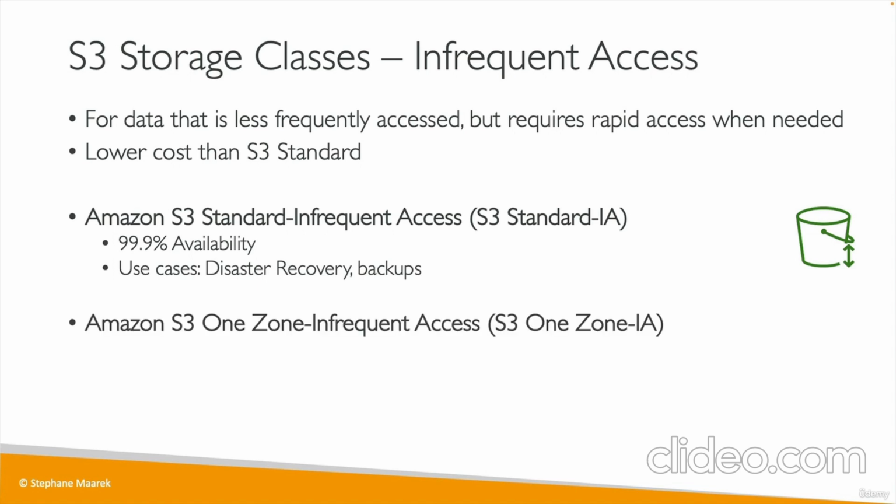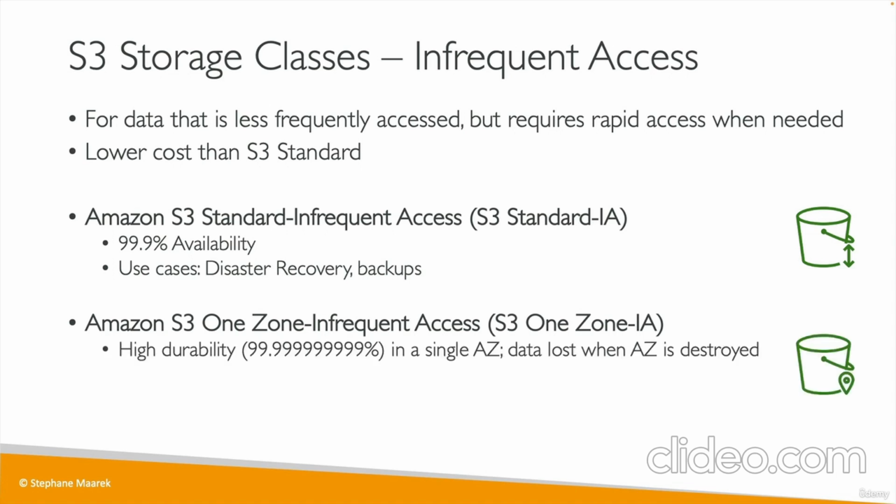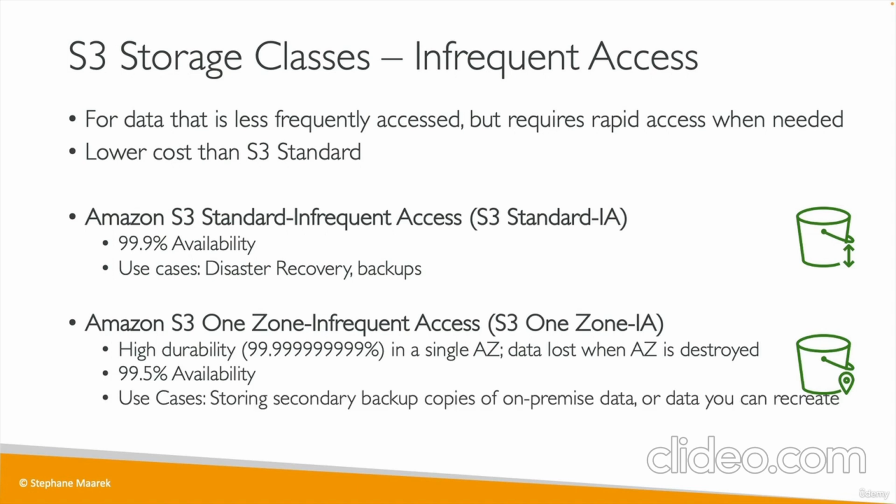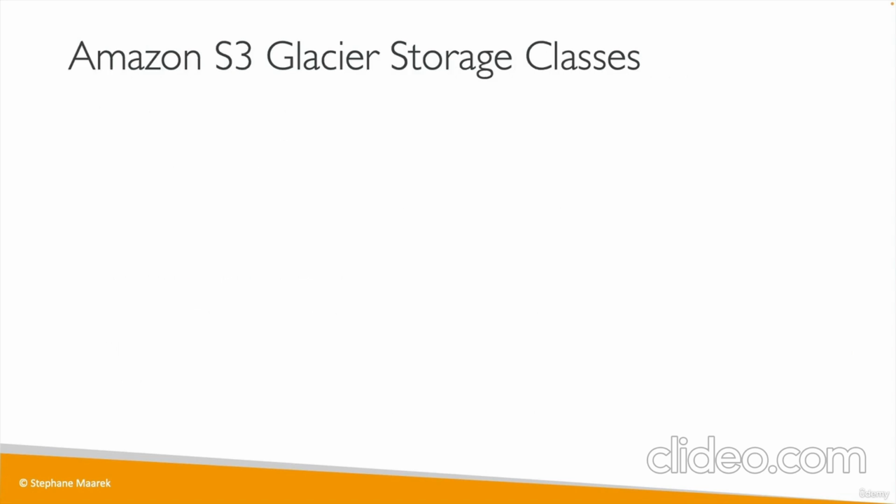And Amazon S3 One Zone Infrequent Access, One Zone-IA, has high durability within a single AZ only. And the data is going to be lost if the AZ is destroyed. As well, availability is even lower, so it's 99.5% availability. And so the use cases of S3 One Zone-IA are to store secondary copies of backups of maybe on-premises data, or data you can recreate.